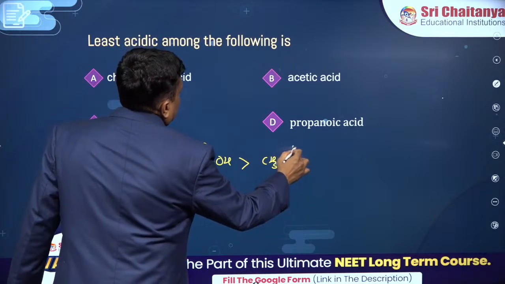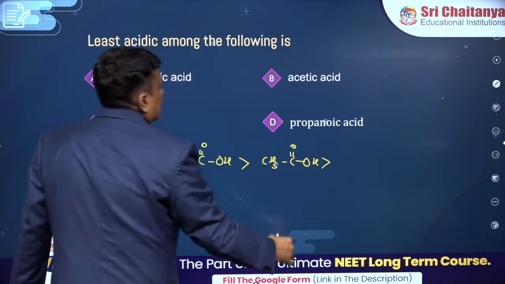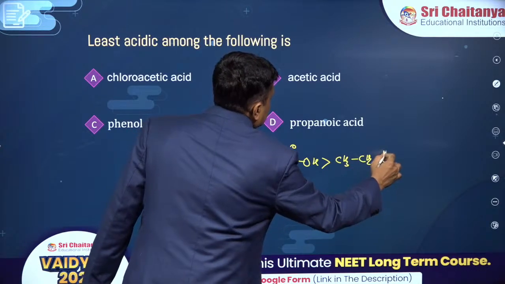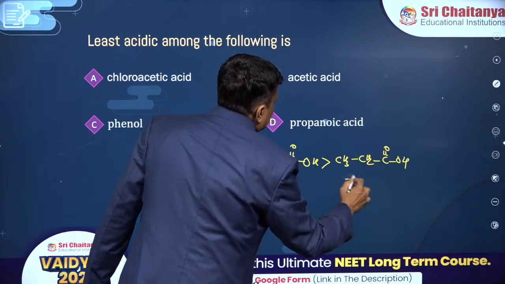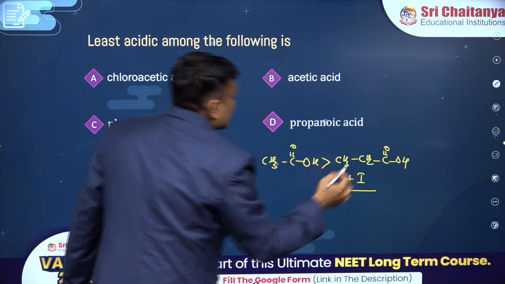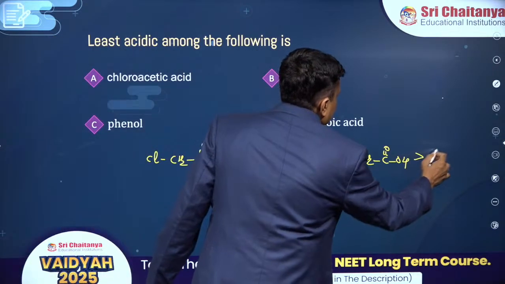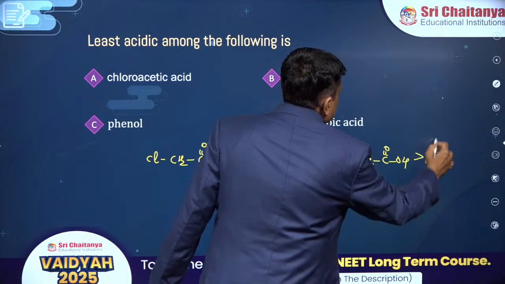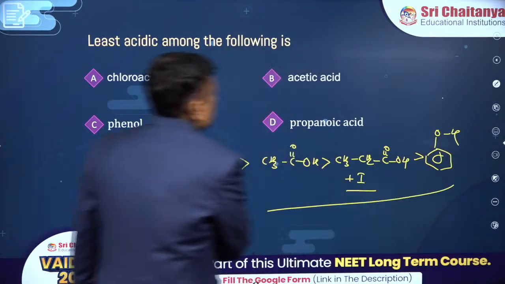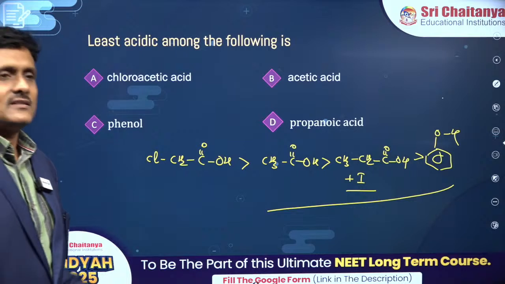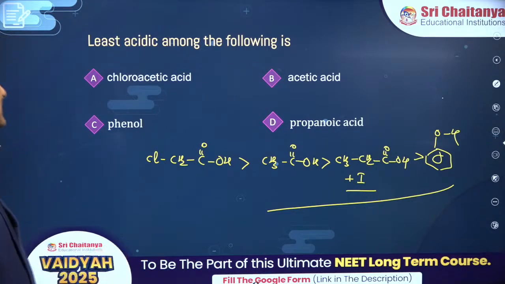More the electron releasing group, less is the acidic strength. You can see that here the plus I effect will increase because of more number of carbon atoms, and you guys have immediately caught up. My mistake, glad. Carboxylic acids are more acidic than phenols and alcohols. Brilliant. Great going. So least is phenol.